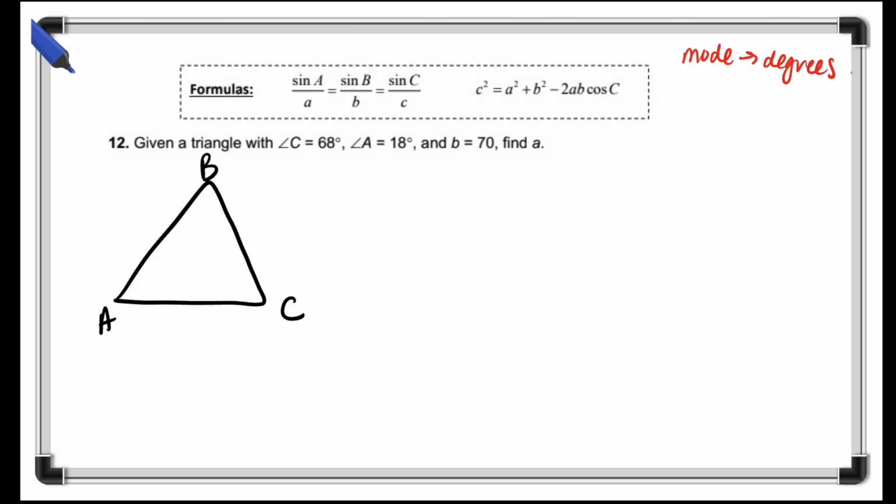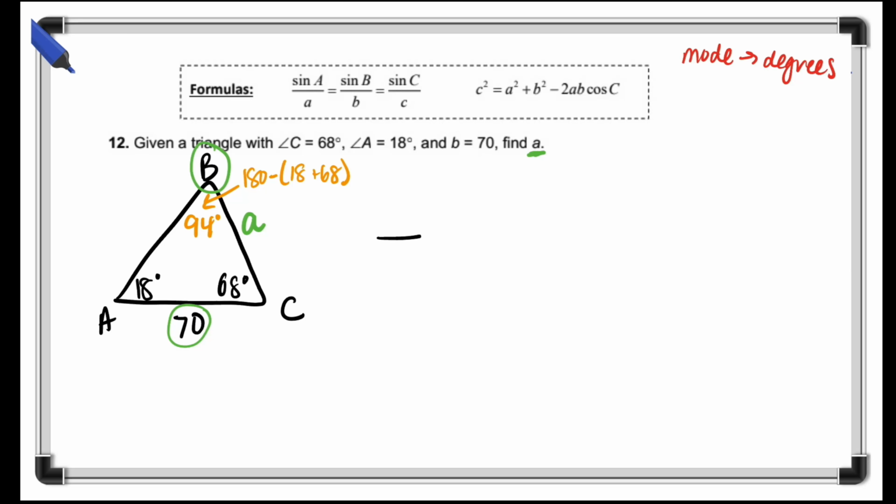You know that angle C is 68 degrees. You know that angle A is 18 degrees. And you know that B is 70. And now we want to find side A. We want to find this side. You can use side B, but we have to find angle B first before we can plug this into our formula. So in order to find angle B, we're just going to take 180 and subtract it from 18 plus 68. So angle B is going to be 94 degrees.